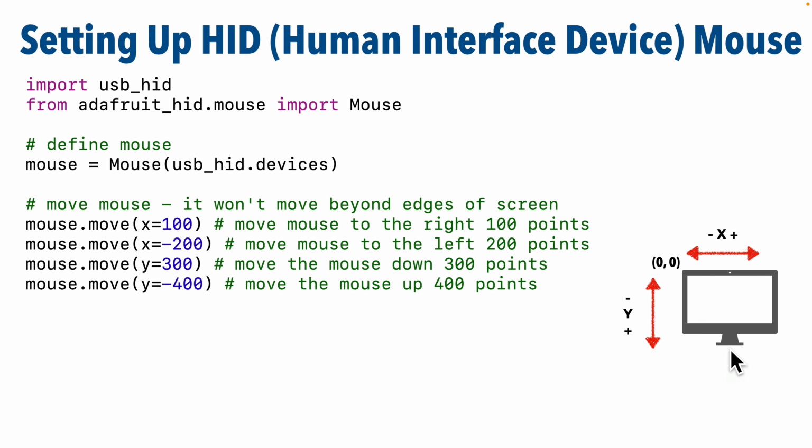For example, we can call the move method on our mouse object and pass in x equals 100, and this is going to move the mouse right 100 units. And you'll see that jump instantly. Pass in x equals negative 200, and that will move the mouse left 200 units. Pass in y equals 300, that'll move the mouse down 300 units, while passing in y equals negative 400 will jump the mouse up 400 units. And we can actually try this in the REPL.